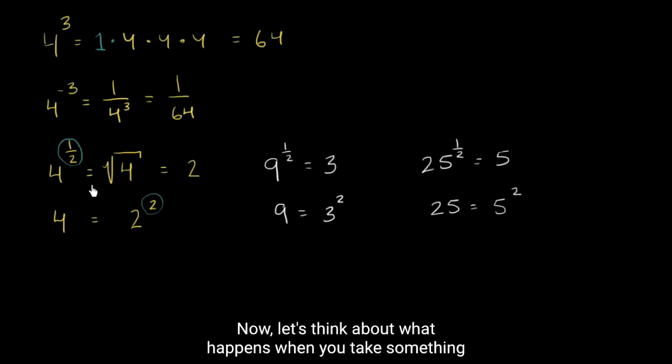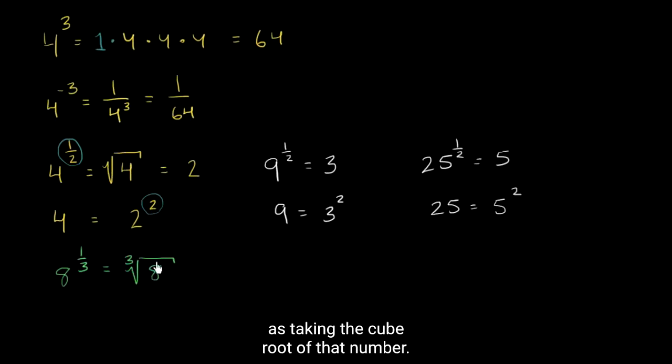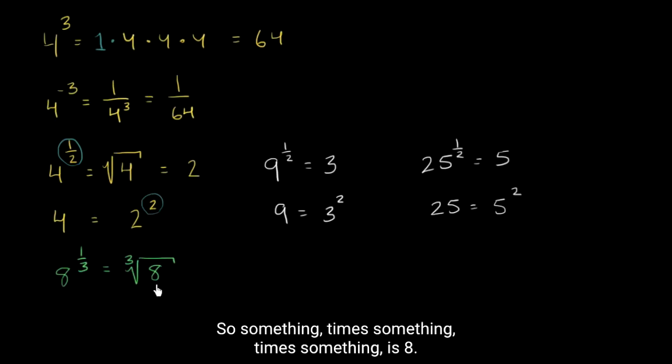Now, let's think about what happens when we take something to the 1/3 power. So let's imagine taking 8 to the 1/3 power. The definition here is that taking something to the 1/3 power is the same thing as taking the cube root of that number. And the cube root is saying, what number, if I had 3 of that number and I multiply them, am I going to get 8? So something times something times something is 8.